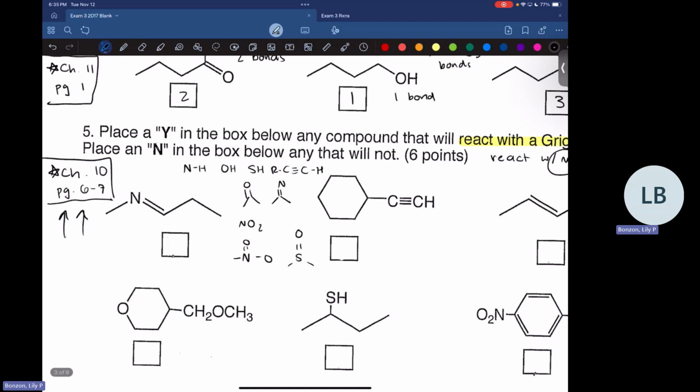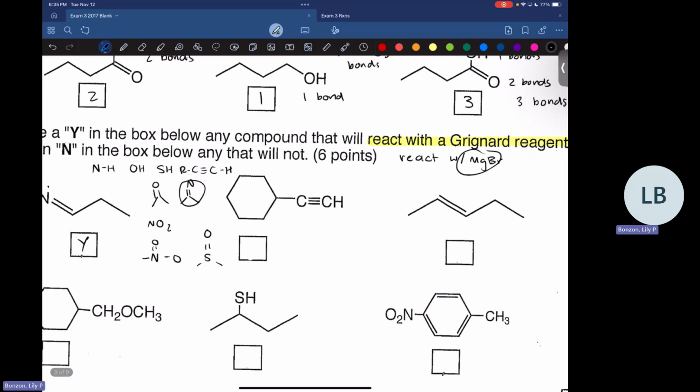So for this first one, we have a double bonded nitrogen. If we look at our list, a double bonded nitrogen is something that would react. So this one's going to be yes. For the next one, we have a terminal alkyne. So this one has an acidic proton, which will react with the Grignard. So this one's going to be yes. Please note that terminal and internal alkynes are different. An internal alkyne would not react because there's not an acidic enough hydrogen. Whereas for the terminal, the hydrogen that's directly connected to that triple bonded carbon is acidic enough. So this one's going to be yes.